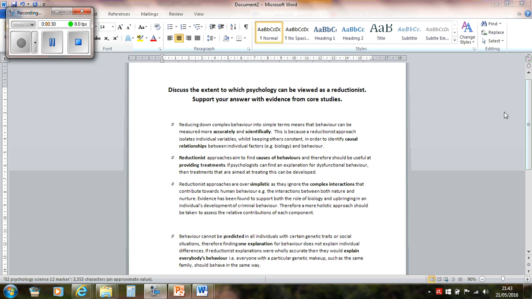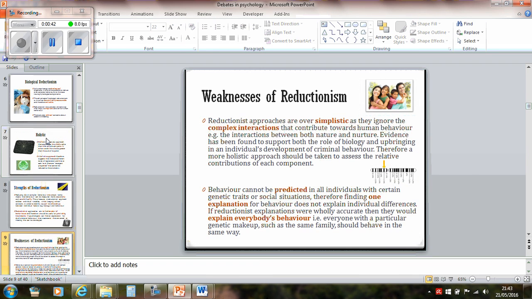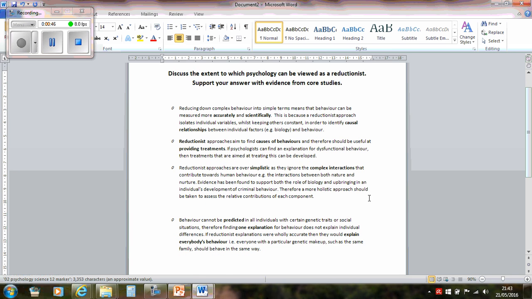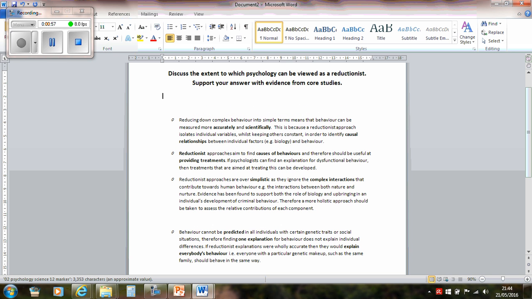I'm going to do this one because it's a bit harder than just saying what the strengths and weaknesses are, because you've got to make sure that you're discussing the extent to which it can be viewed as reductionist. So it's not just saying what the strengths and weaknesses are. And I've copied these over from the PowerPoint, so you've been given this and you can have a look at that. And you can use the ones that we talked about when we brainstormed it on the board. That's fine too. But these ones are quite straightforward, so we can do these.